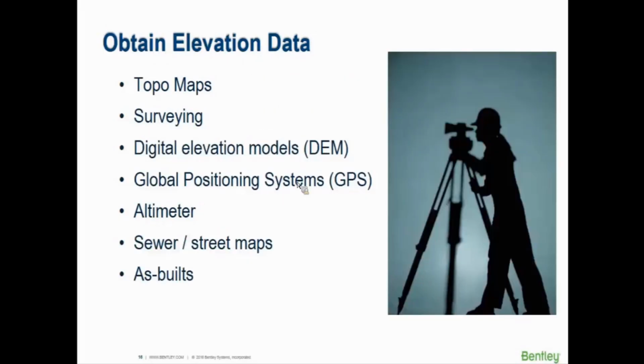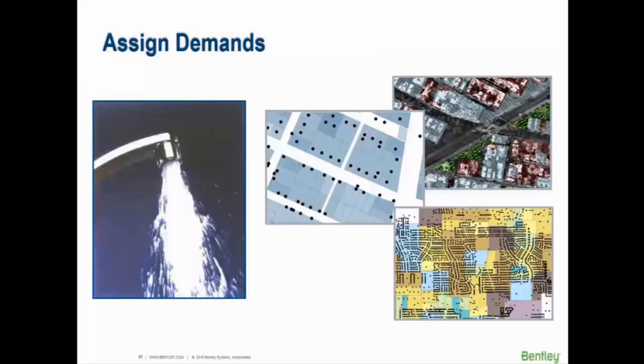Okay, so where do you get this information from? You get it from topo maps, the elevation data anyway, survey maps, DEMs. Maybe you've got the files in GIS somewhere, and you just export them as a shapefile. Maybe that's what you do. Next part is you have the network in, you have the diameters, you have the elevations.